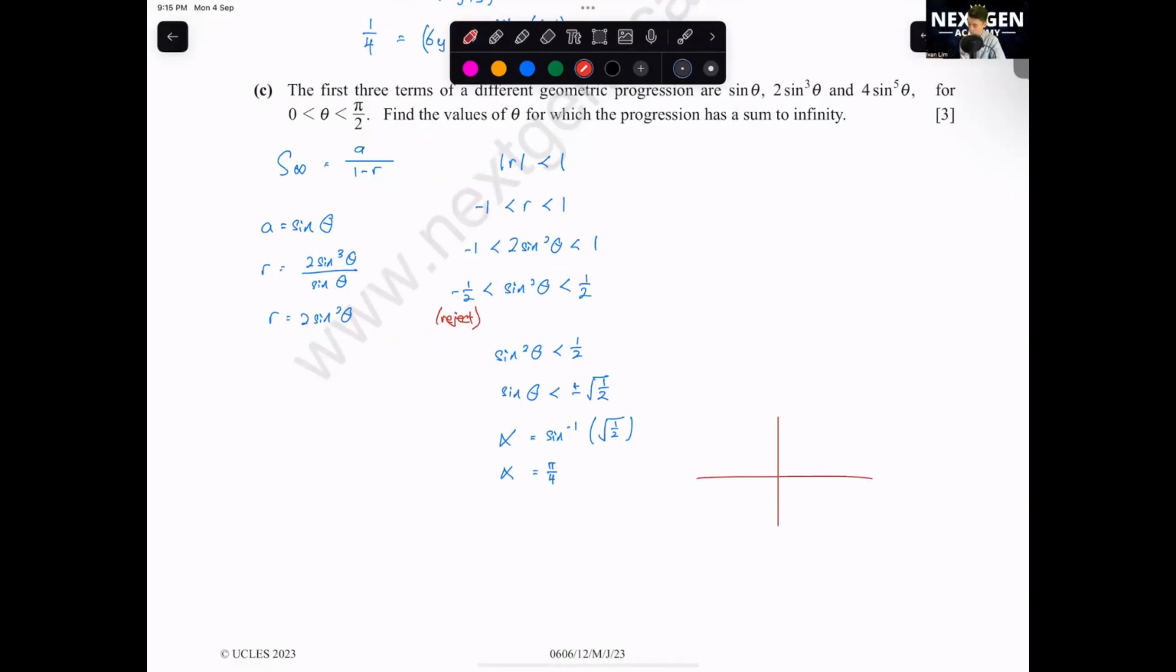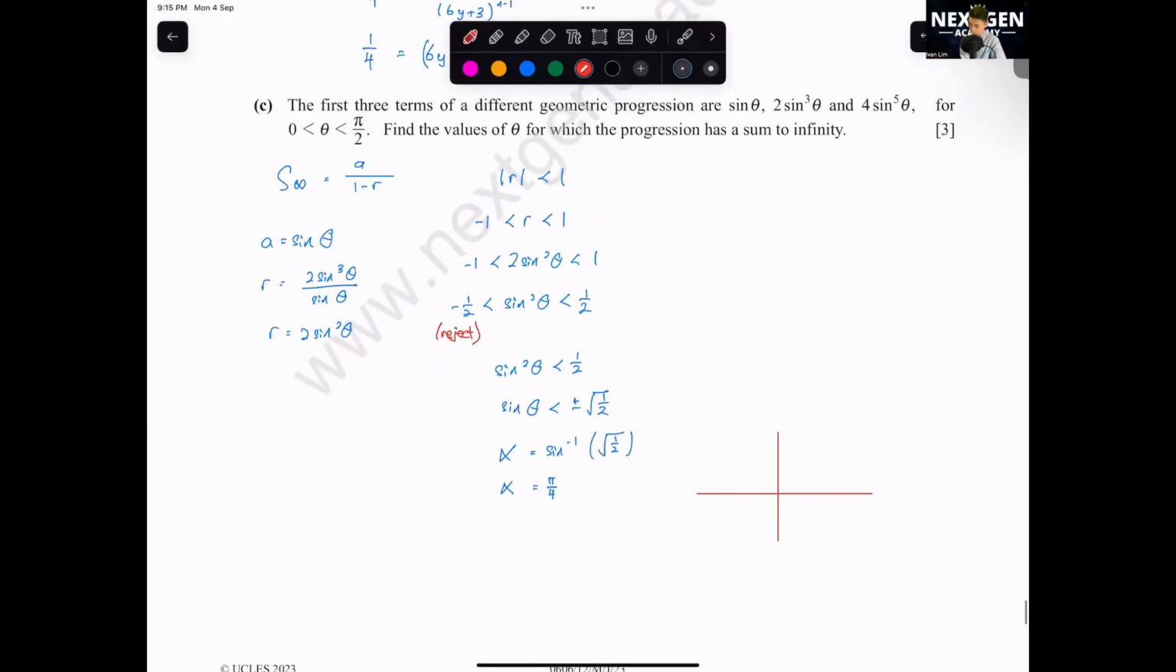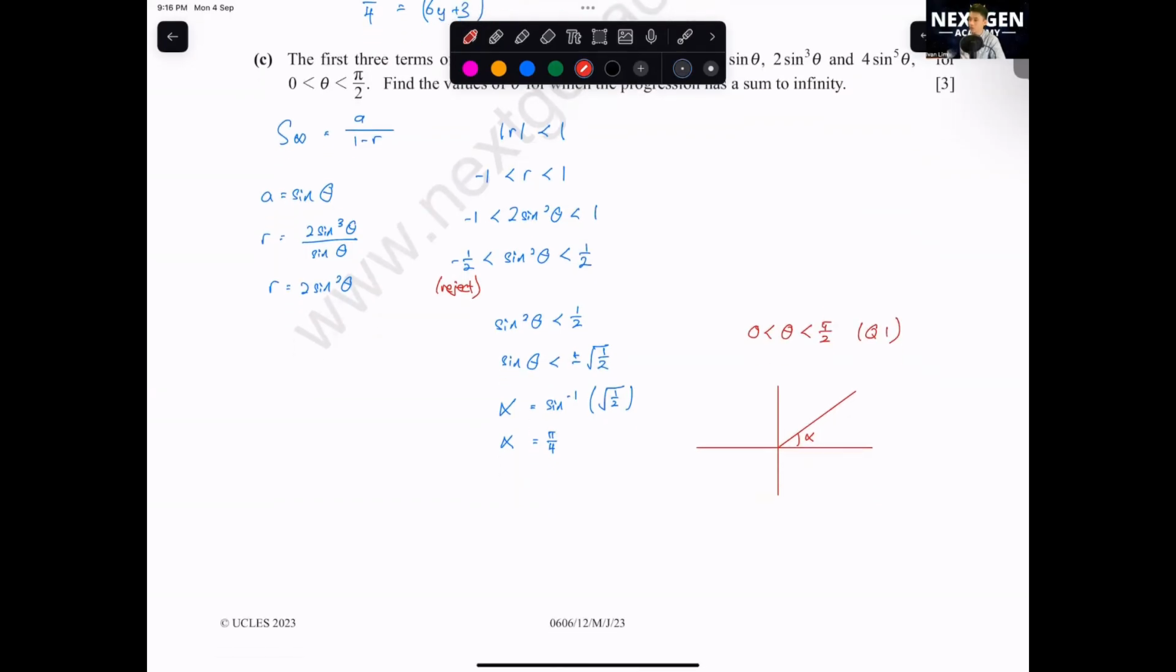Okay, so which quadrant do we need to take? Because it's actually plus minus, right? Plus minus is all 4 quadrants. And then we go back to the domain of the angle. They say only from 0 to pi over 2. It means I only need to consider my first quadrant. Quadrant 1 only. So my answer will literally be pi over 4 for my angle.